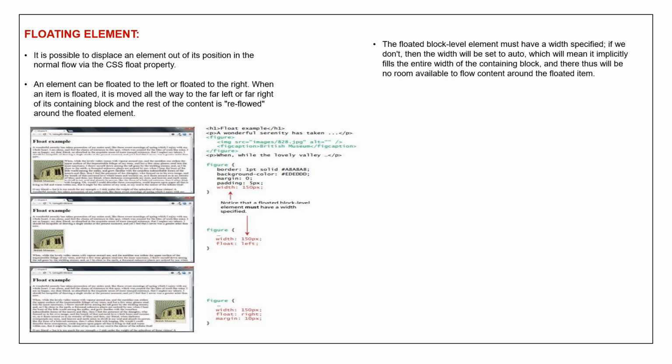Floated block level elements must have a width specified. If we do not, then the width will be set to auto, that is automatic, which will mean it implicitly fills the entire width of the containing block, and there thus will be no room available to flow the content around the floated item. The figure describes how the floating element works.